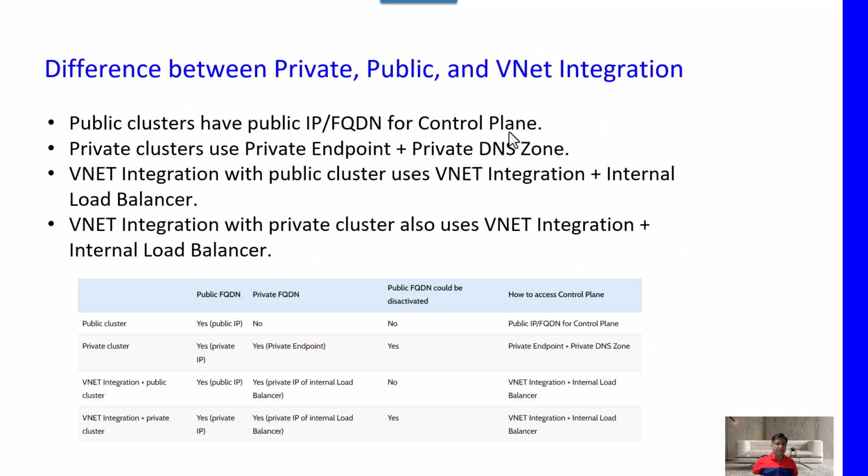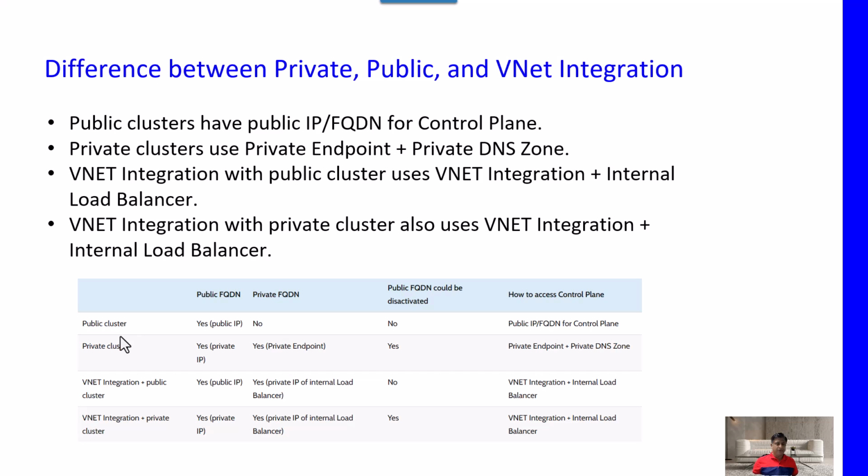So the difference between private, public and VNet integrations. In the public clusters, we have a public IP address and FQDN for the control plane, right? We already know that. In a private cluster, we have a private endpoint and private DNS zone. So with the private endpoint, when you try to access the cluster, you have a private DNS zone where it can point you. With VNet integration, with a public cluster, we use the VNet integration feature plus an internal load balancer. And with the private cluster, we also use VNet integration with an internal load balancer.